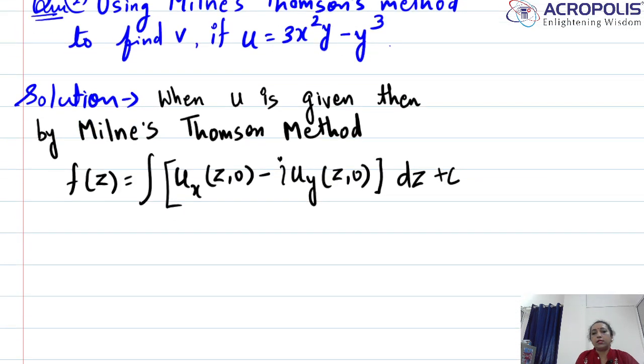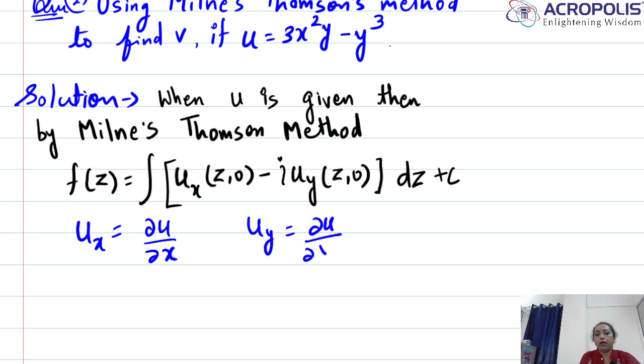Now we will continue this lecture with another example. My second question is, using Milne-Thomson's method, find v if u is equal to 3x square minus y cube. As you can see, u is given, that means the real part is given. So by Milne-Thomson's method, if u is given and we have to determine v, the formula is f of z equals the integral of ux(z, 0) minus i uy(z, 0) dz, where ux is equal to del u by del x and uy is equal to del u by del y.